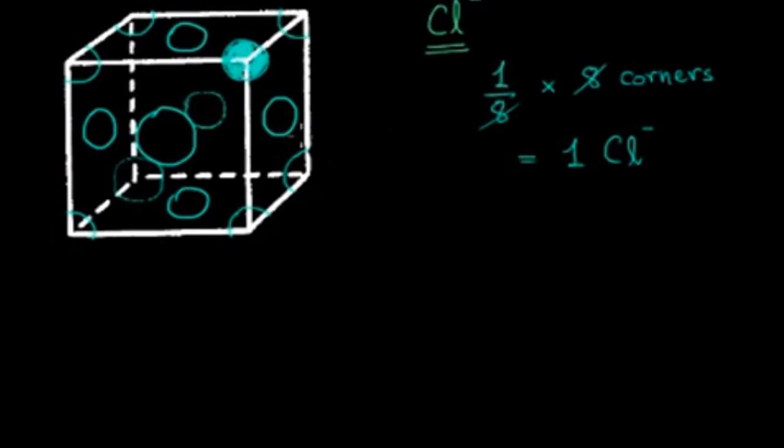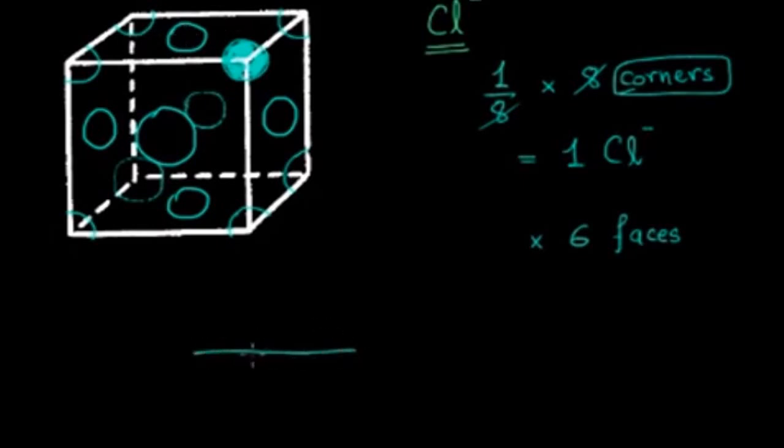Now we will discuss in detail the number of chloride ions present at the faces. We have 6 faces. Each face of this unit cell is shared among 2 unit cells. If we draw a line, it will be like this: half of the chloride ion is present in one unit cell and half of the chloride ion is present in the other unit cell. Meaning that it is 1 by 2 part of each chloride ion.